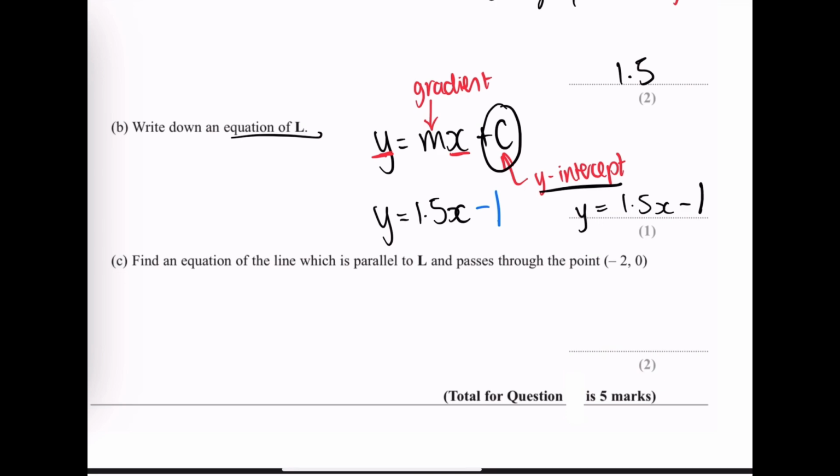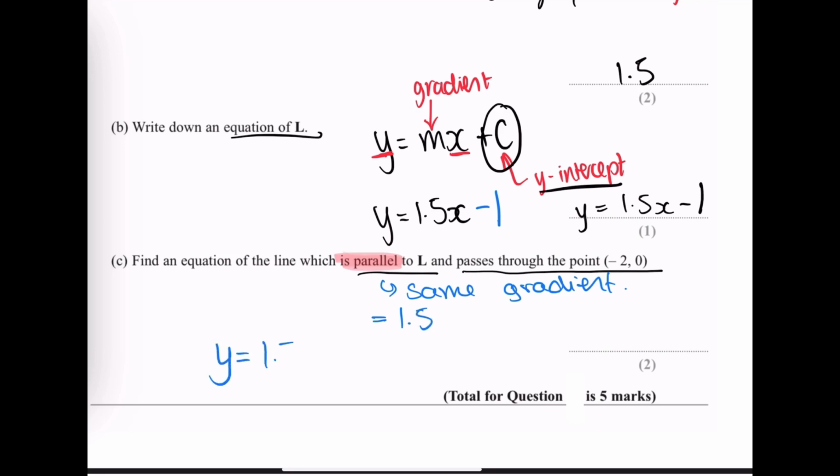Now, find an equation of the line which is parallel to L and passes through the point (-2, 0). If something is parallel to a different line, that means that it has the same gradient. So because it's parallel and has the same gradient, this new line also has a gradient of 1.5. So we already have the equation halfway done. We already know it would be 1.5x, and we just need to find out what the c part is.